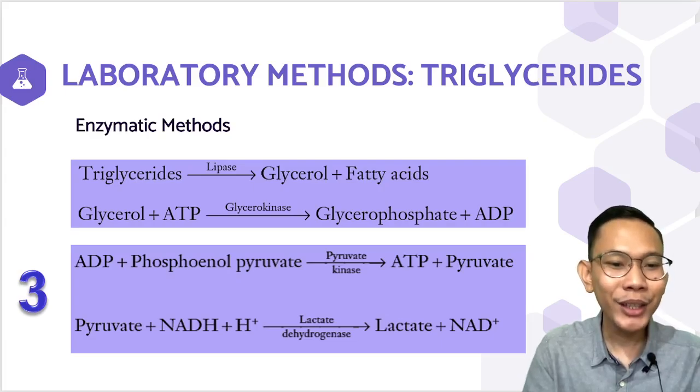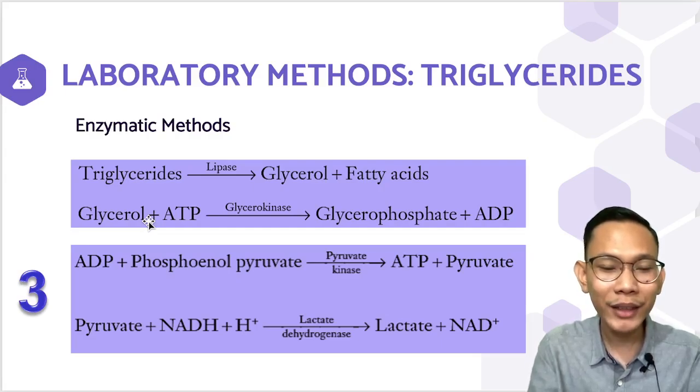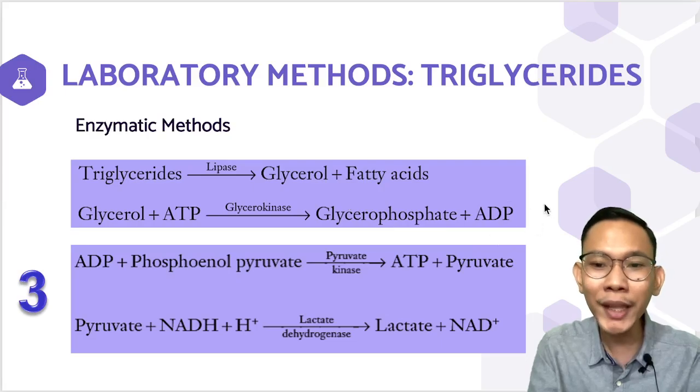Next, the third method, other methods. This is the last method for your triglyceride enzymatic method. Again, the same, nag-uumpisa pa rin sa ganitong reaction. And then, another method measures your ADP produced in the reaction. Kanina, glycerophosphate. Ngayon, ADP naman.